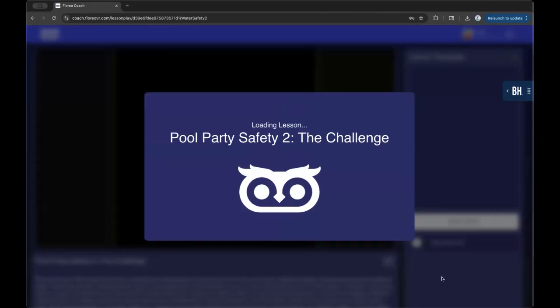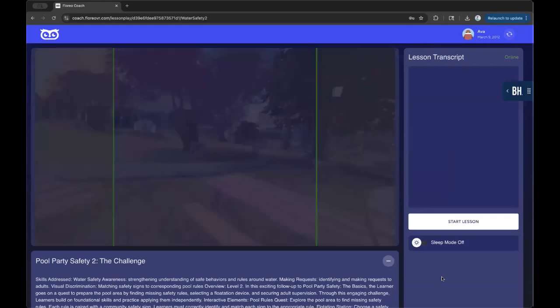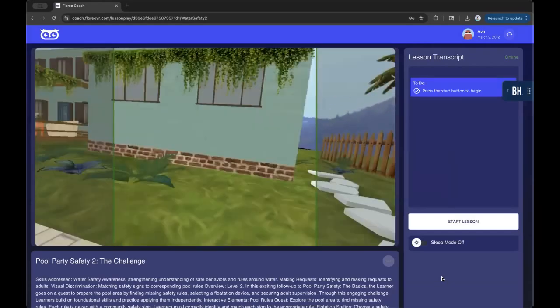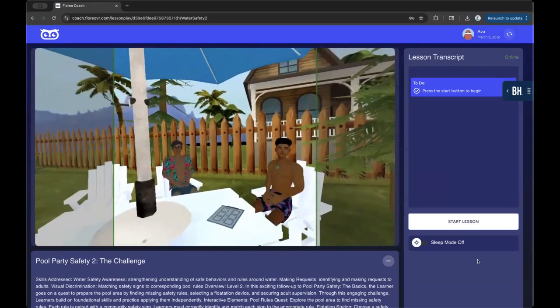Wow. Look at this amazing loading screen. It's so much faster to start the lesson, and it's also a more stable experience. That's right. So here we are.